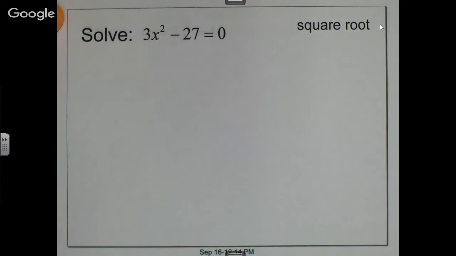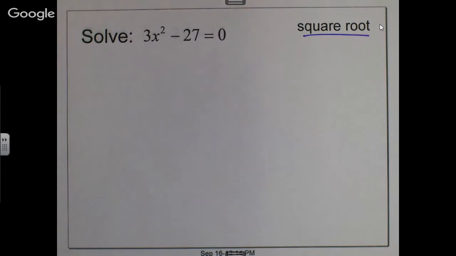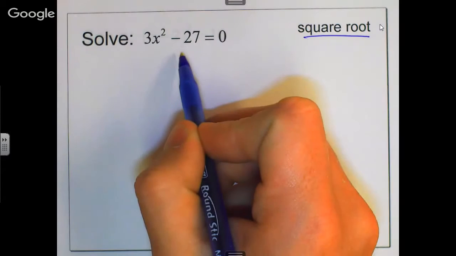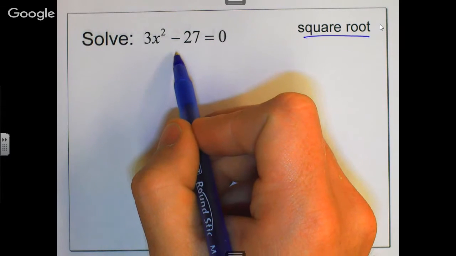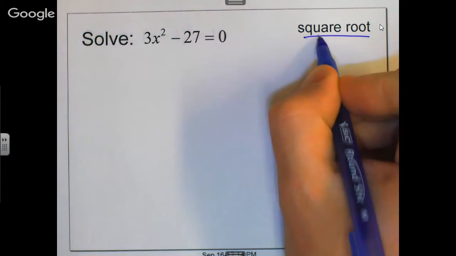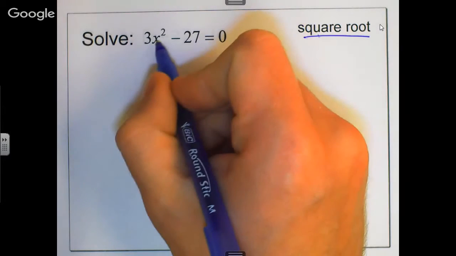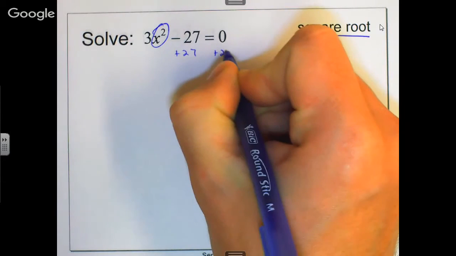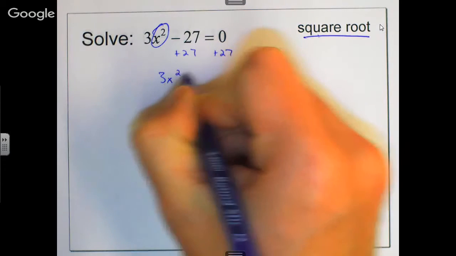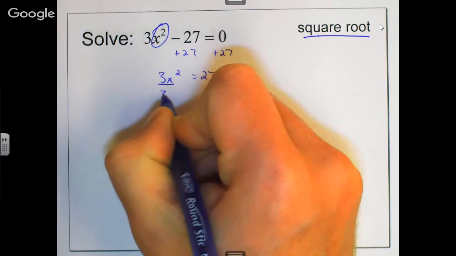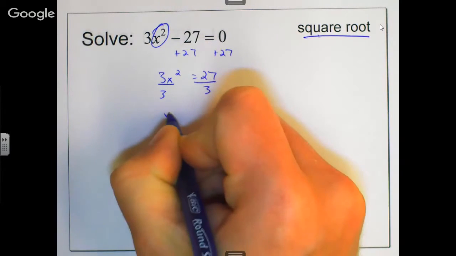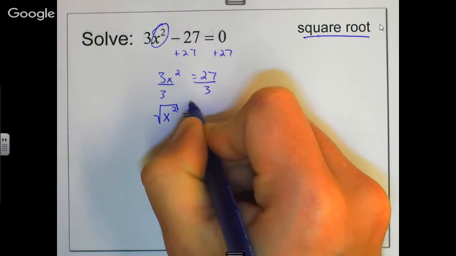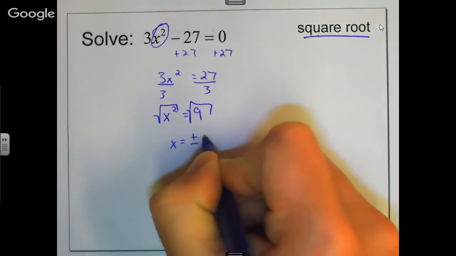Square root method. So from now, we're going to do the square root method. You should notice that we are missing the linear term, the x term, okay? Which is good. That means I can use the square root method. So we are going to isolate this x squared. So we will do plus 27. 3x squared equals 27. Divide by 3. X squared equals 9. Square root, x equals plus minus 3.